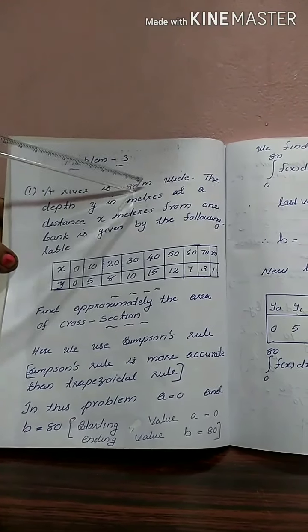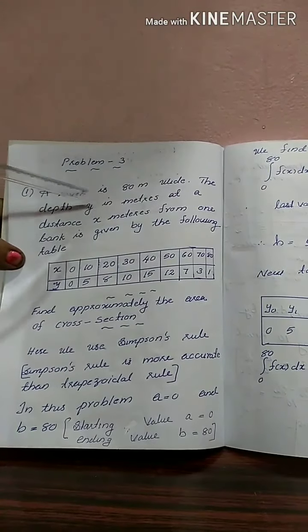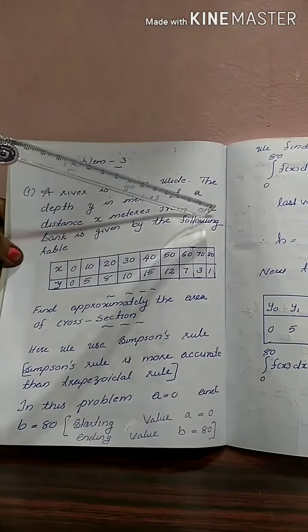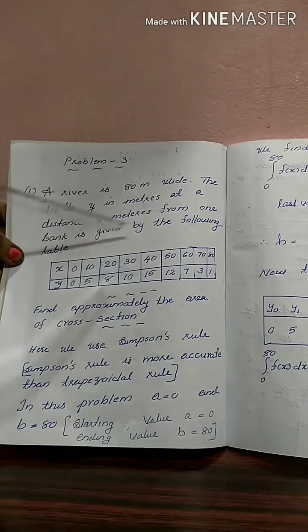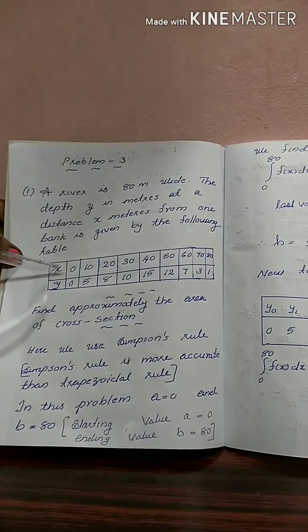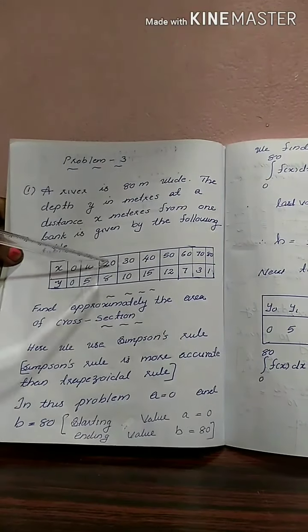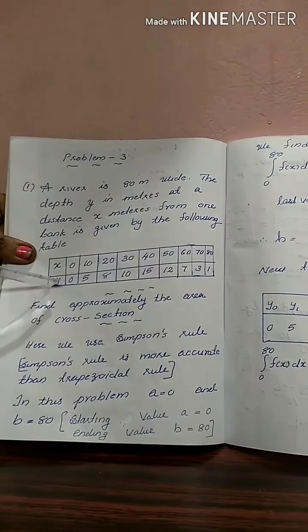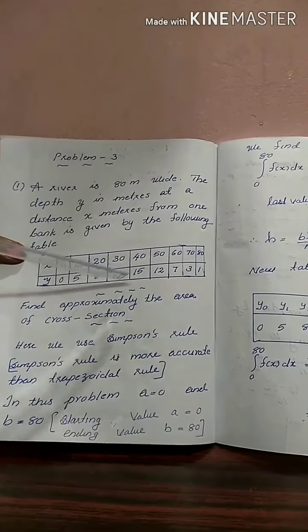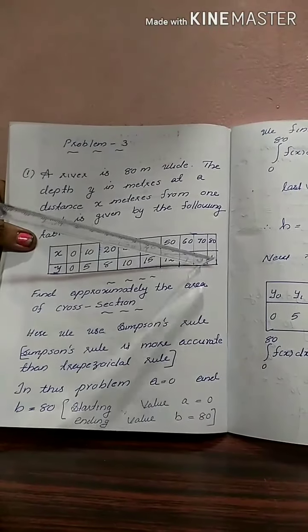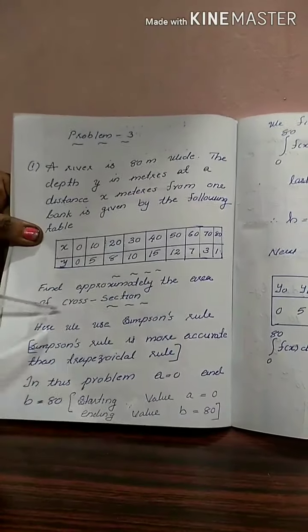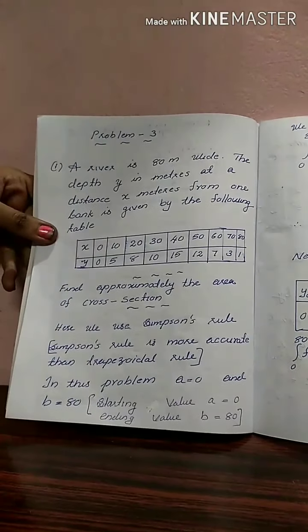A river is 80 meters wide. The depth y in meters at a distance x meters from one bank is given by the following table. The values of x are 0, 10, 20, 30, 40, 50, 60, 70, 80, and the values of y are 0, 5, 8, 10, 15, 12, 7, 3, 1. Find approximately the area of cross section. Okay, this is the question.